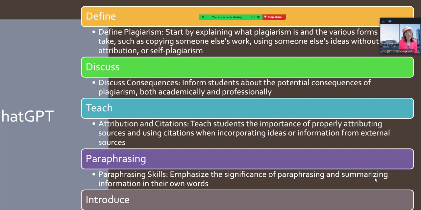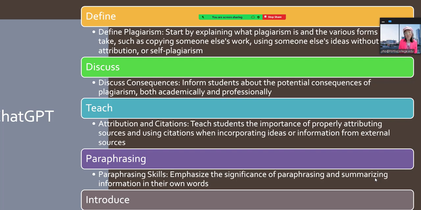Discuss the consequences of plagiarism. Inform students about the potential consequences of plagiarism, both academically and professionally. Teach attribution and citations. Teach students the importance of properly attributing sources and using citations when incorporating ideas or information from external sources. Paraphrasing skills. Emphasize the significance of paraphrasing and summarizing information in their own words.